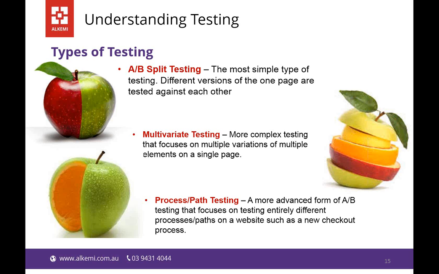The final type of testing is really another form of A/B testing, but we like to separate it out because, again, it's a little bit more complex, and it's what we here call process or path testing. It's a more advanced form of A/B testing, but rather than focusing on just a page, it's about focusing on an entire process within your site. A very common example would be your checkout. You might have a 3-step checkout and you want to test moving to a 1-step checkout. What you would do is build out both, and then divert traffic between the two and work out which variation is responsible for the most sales.